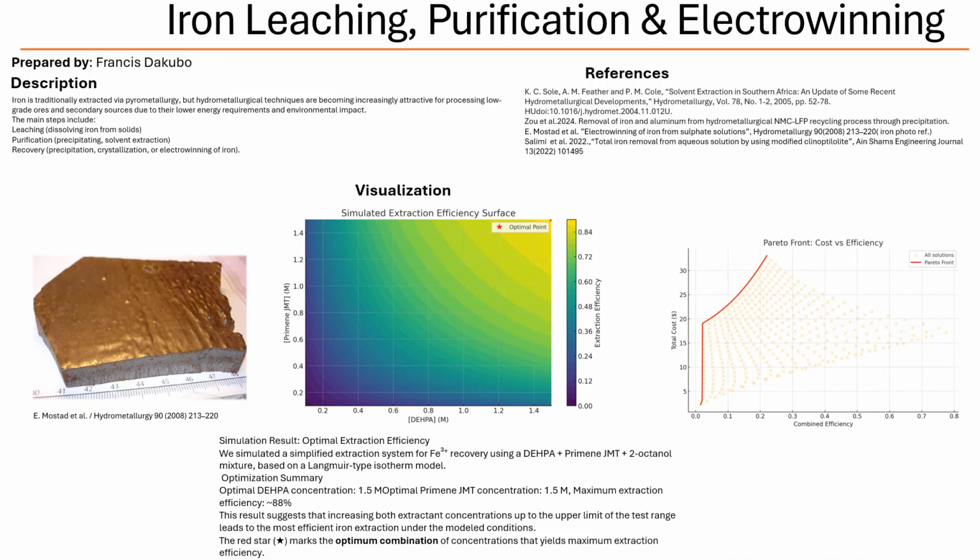Did they find anything else interesting? They found that more Versatic acid in the organic phase was a good thing. It'd pull out more iron. But there's a limit. If you go too high, it gets harder to separate the two liquids cleanly. Practical limitations. Always something to consider.